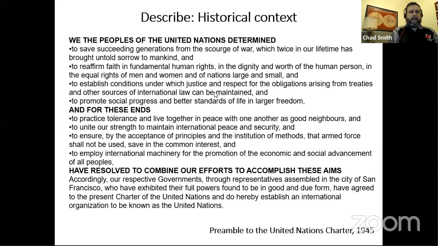Let's get into an activity today. Yesterday, Mr. Logereau talked to you a little bit about the ideas of context and what it means for us to have historical context. I'm going to give you 2 minutes and I want you to read this document, which is the Preamble to the United Nations Charter in 1945. After you've read it, I want you to jot down in your notes some potential answers to the question, describe historical context for this document. Go ahead.